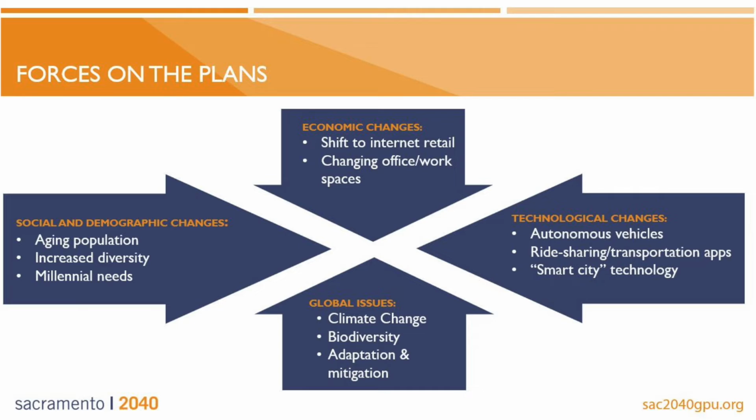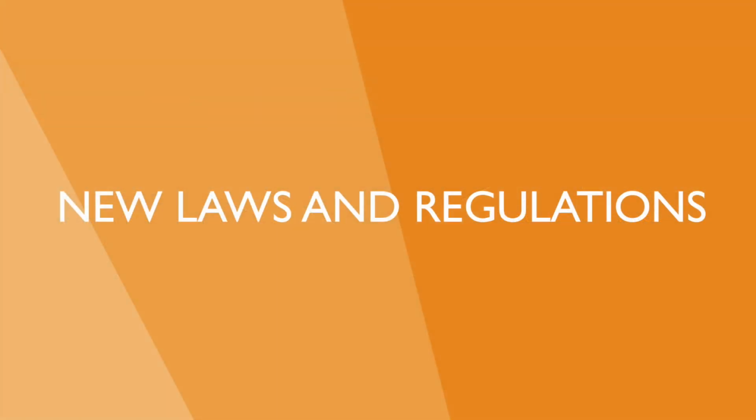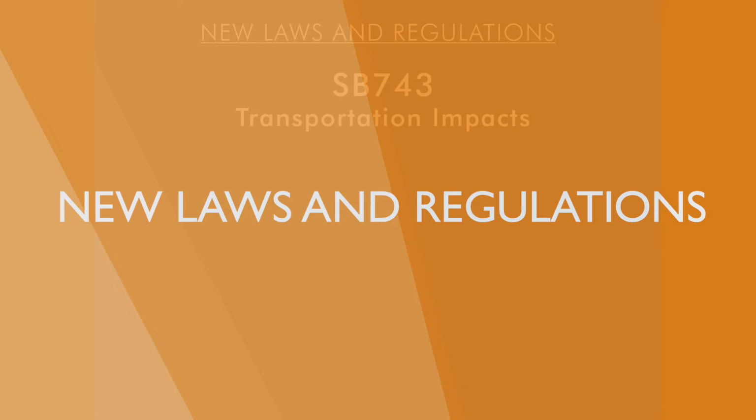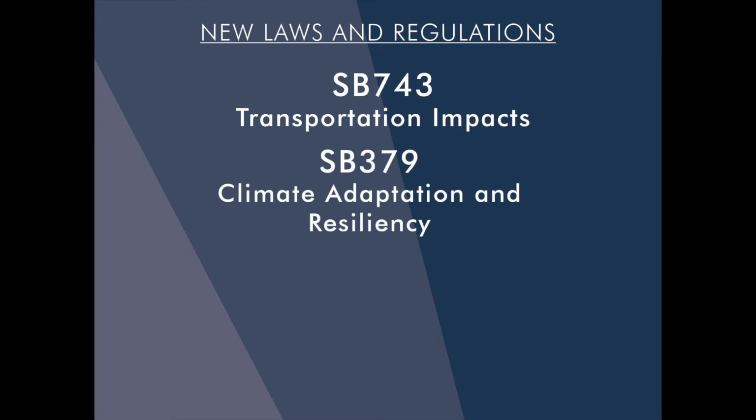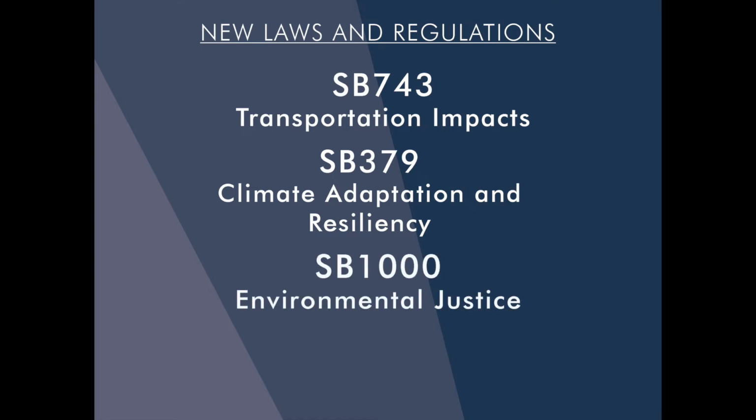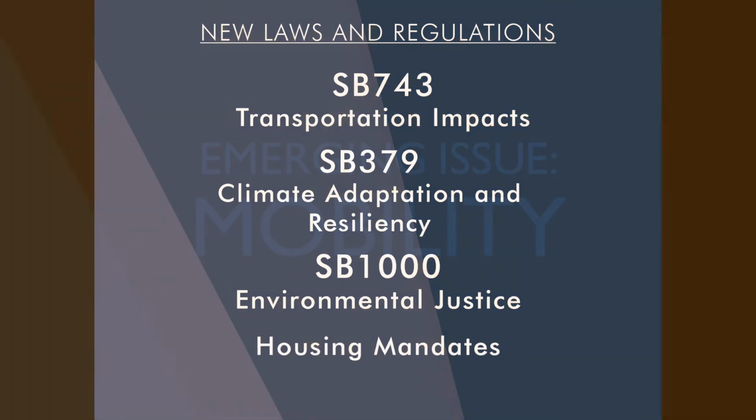As we look to the future, we need to make sure that we have the right policies and strategies in place to address these trends. And then there are new laws and regulations. SB 743 addresses transportation impacts in the general plan. SB 379 requires incorporating climate adaptation and resiliency into the general plan. SB 1000 requires an environmental justice element in the general plan, and there are also new housing mandates.